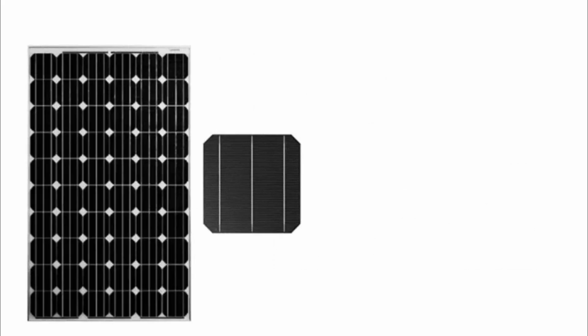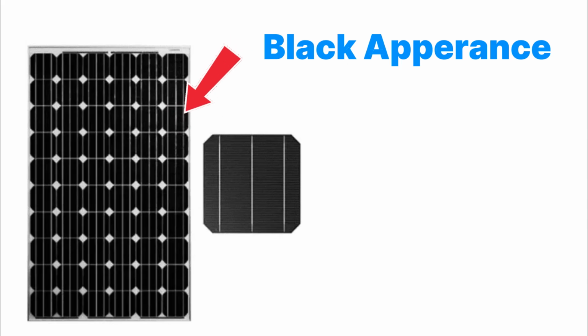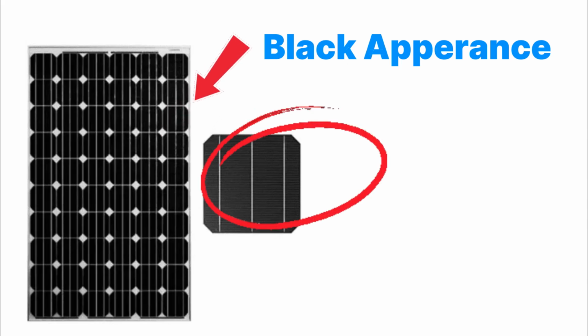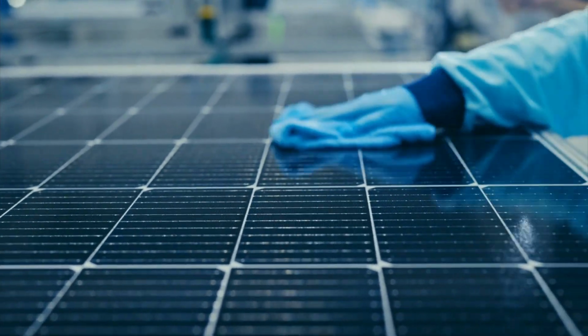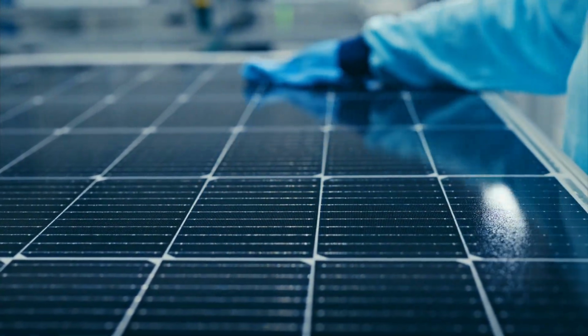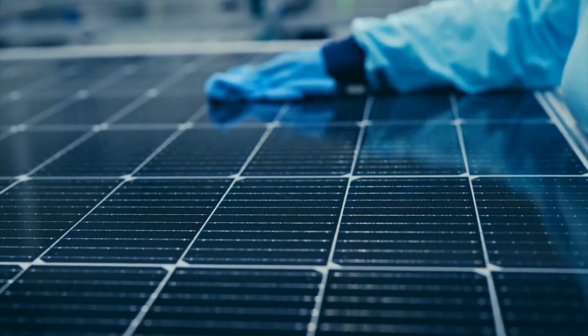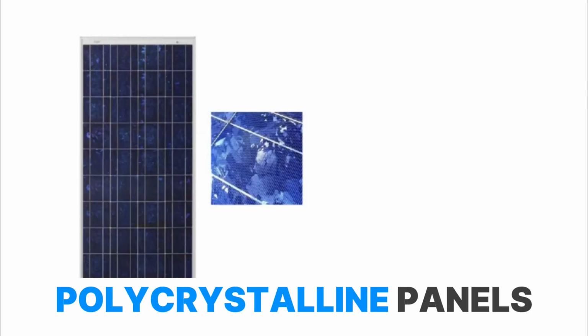Industry standards designate these panels by their uniform black appearance and occasional rounded cell corners, a result of slicing circular ingots into square cells. The manufacturing complexity requires higher energy input and produces more silicon waste from the cylindrical to square conversion. Polycrystalline panels consist of multiple silicon fragments melted together and poured into square molds.